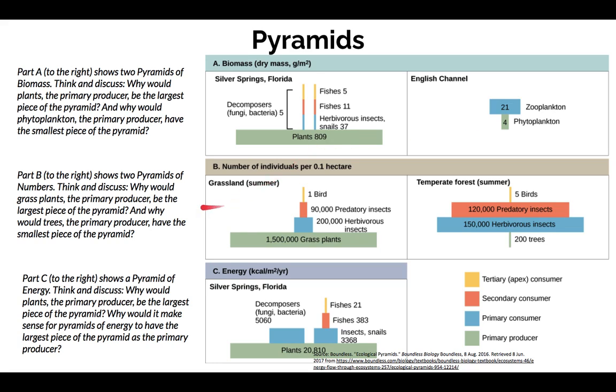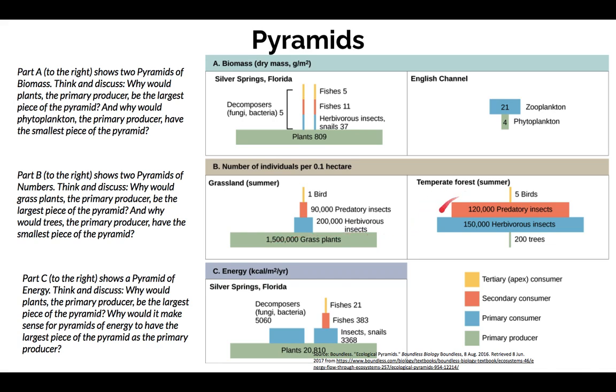Next part, looking at our two pyramids of numbers, why would grass plants, the primary producer, be the largest piece of the pyramid? So now we are just looking at the actual number of things. Okay, so in this case, you have 1.5 million grass plants. So this is the largest piece just because it is the largest number of things. Okay, next one, you have 200,000 insects, 90,000 insects, and one bird. So again, in this pyramid of numbers, your largest piece of the pyramid is the largest number of grass plants.